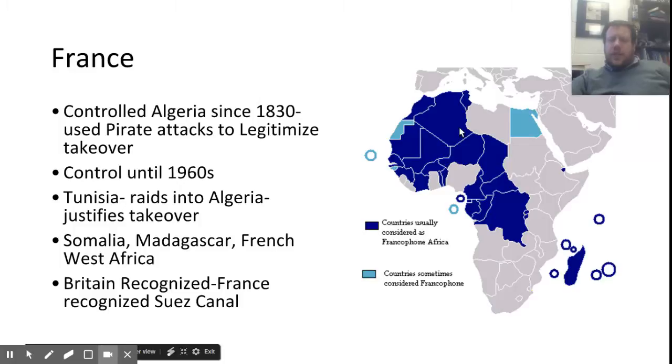And we have France. So here's France's big chunk. They have almost all of West Africa here today. And obviously they call it Francophone Africa. Even today they still speak a lot of French in these areas as the official language.